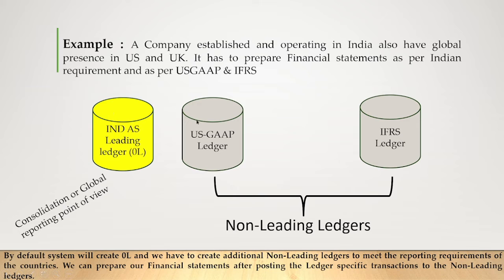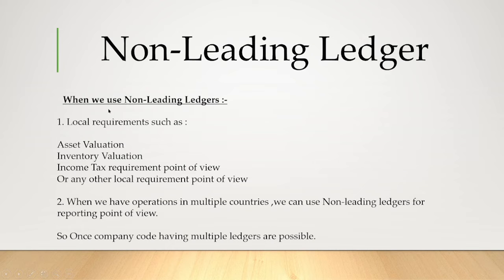Then we have to create two separate non-leading ledgers. This is the leading ledger and two non-leading ledgers we need to create. We use non-leading ledgers for local requirements such as asset valuation, inventory valuation, income tax requirements or any other local requirements. Second, when we have operations in multiple countries, we can use non-leading ledgers from the reporting point of view. So one company code having multiple ledgers is possible.